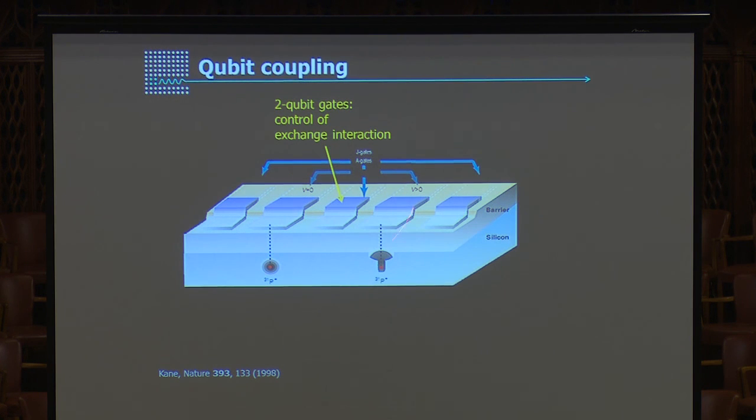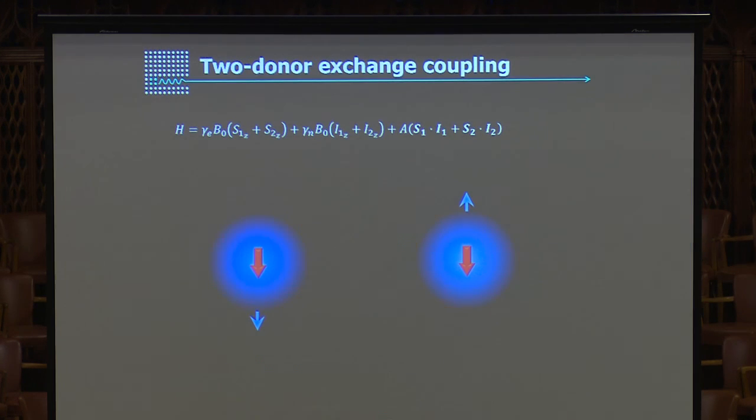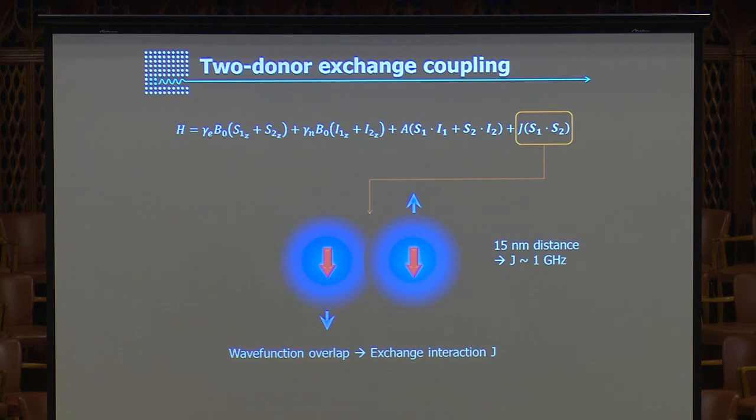Coupling. So in the Kane proposal, he suggested to use the exchange interaction between donors that, for that reason, need to be very close by. The exchange interaction is very short range, right? So this would be the Hamiltonian for two uncoupled donors. When you put them close together, there is this extra term that basically is proportional to the overlap of the electron wave functions.